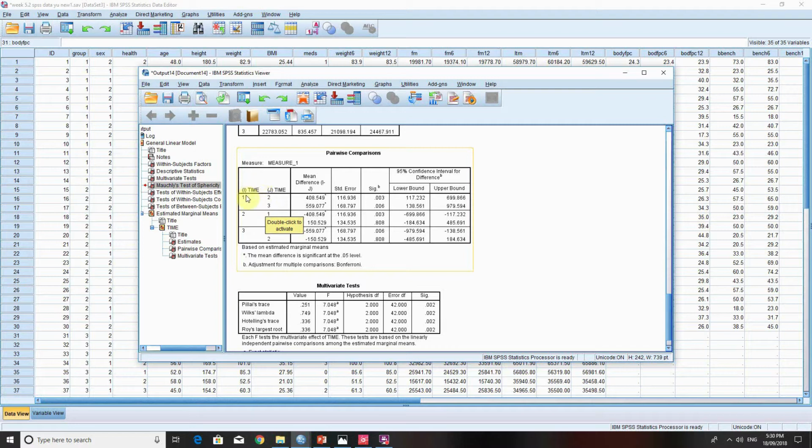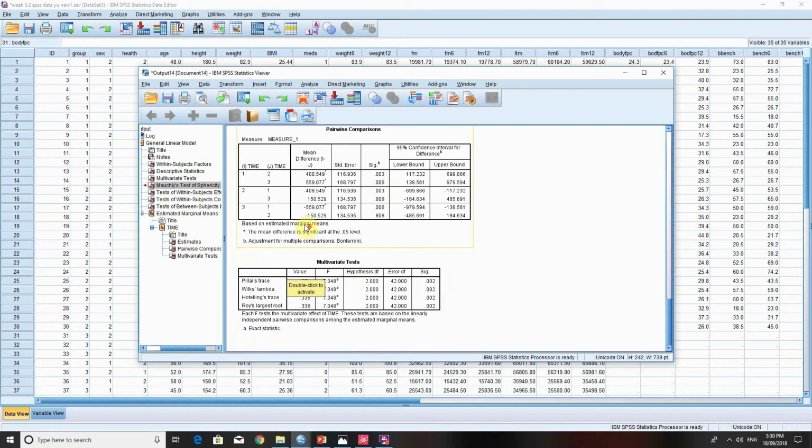So if we read across the table, between time 1 and 2, there was a significant difference. So between 0 and 6 weeks, there was a significant change in fat mass. Between weeks 0 and 12, or time 1 and 3, there was also a significant change in fat mass. But the only one where there is no significance is between times 2 and 3, which is greater than 0.05. So this means that there was a fat mass change between 0 and 6 weeks and 0 and 12 weeks, but not between 6 and 12 weeks. So those are the important values in a repeated measures ANOVA.